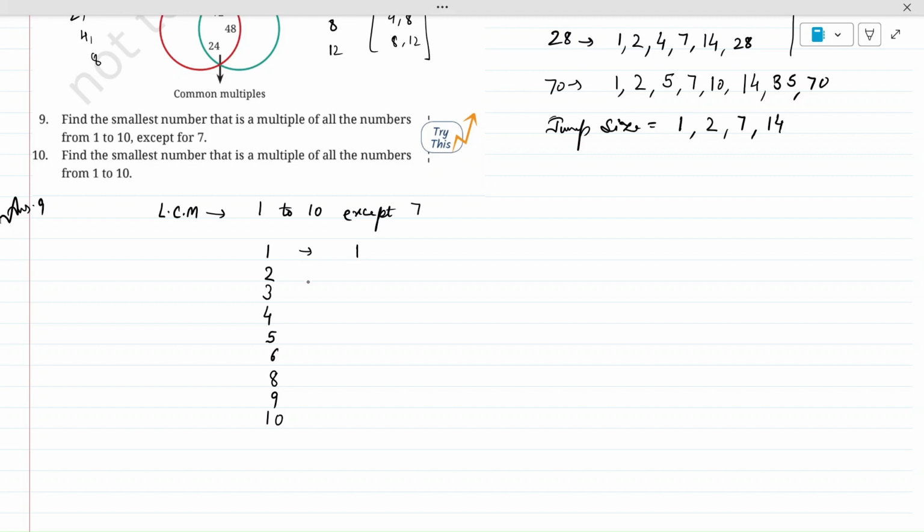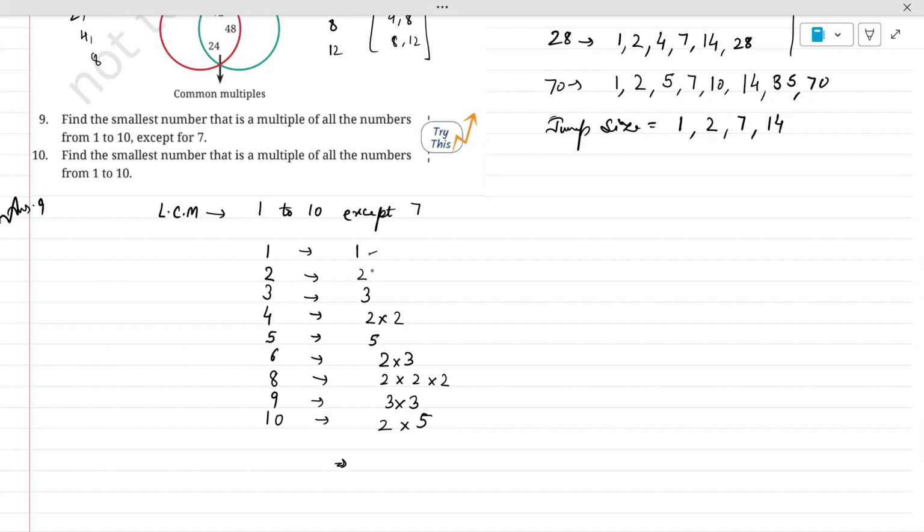Now for 1 is the multiple. For 2 it is 2 straight away. 3 is 3. 4 it is 2 into 2. For 5 it is 5. For 6 it is 2 into 3, and then for 8, 2 multiplied by 2 multiplied by 2 are its factors. 3 into 3 is for 9, and for 10 it is 2 into 5. Okay, and now what we have to do is find the common ones from here.